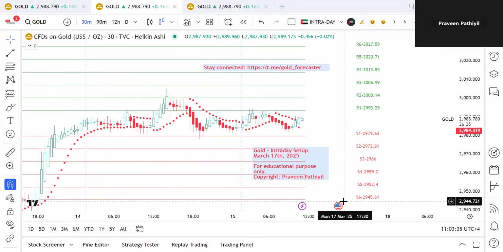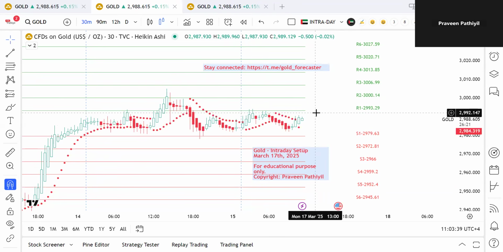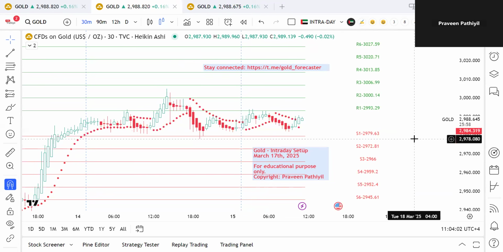First, you need to understand, draw the lines and keep them ready. We are looking for a 30-minute HA candle closing either above R1 or below S1, so that the buy or the sell gets triggered. If the buy is triggered, S1 minus $1 will be your stop loss. If the sell is triggered, R1 plus $1 will be your stop loss. I hope it is clear how to take a trade based on these levels.